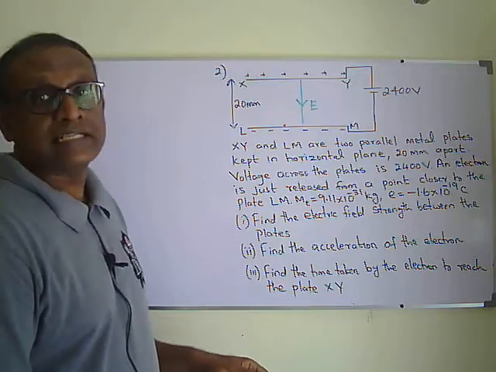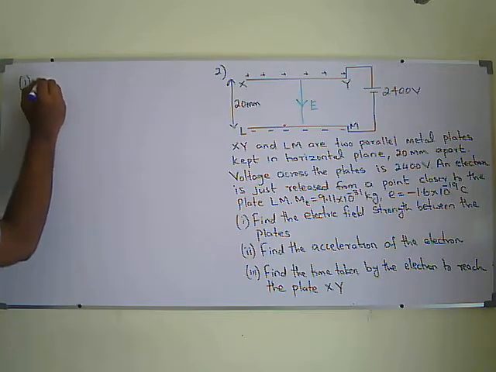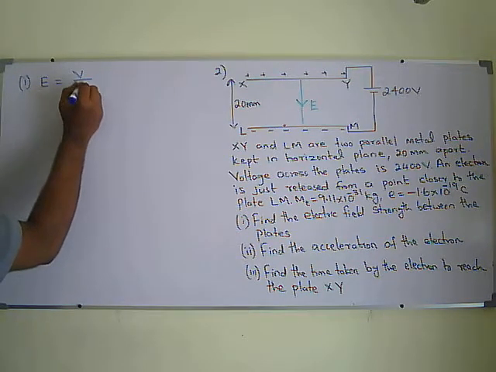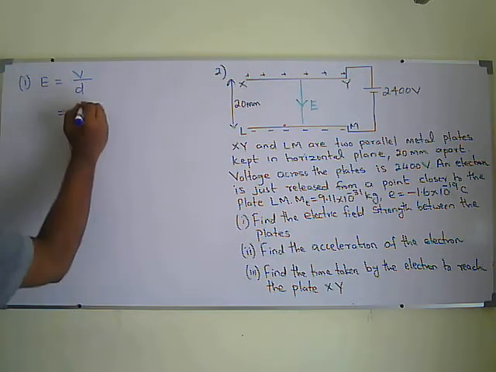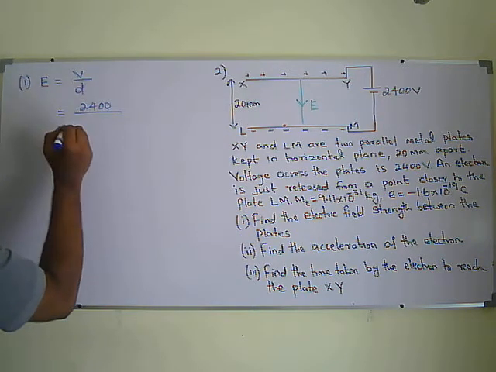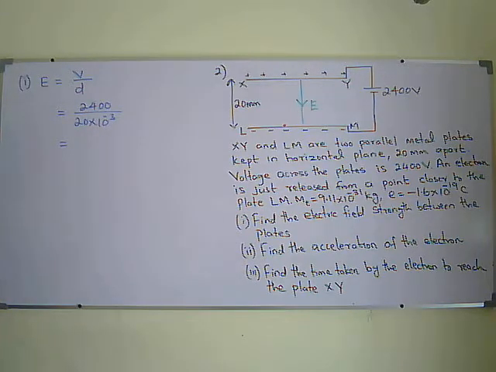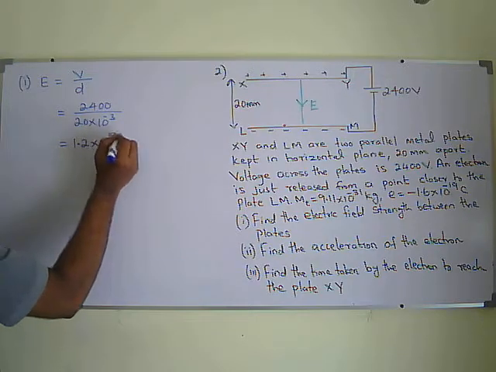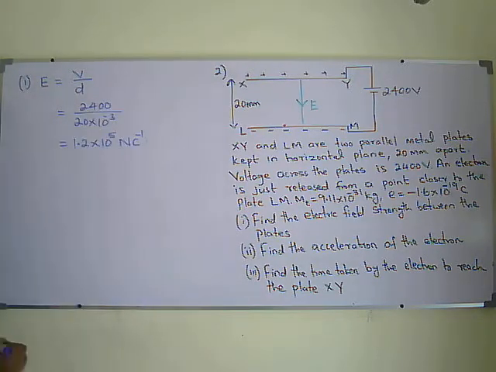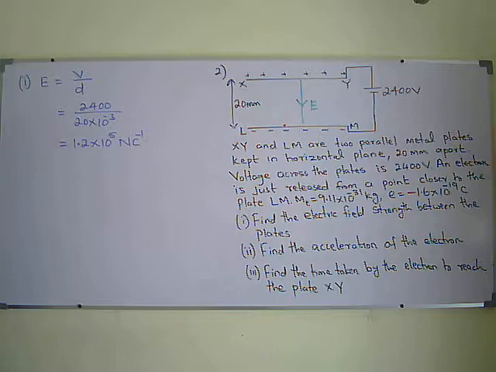Okay, so to find the electric field strength in the region between the plates, we know that E equals V over d. Electric field strength is given by V over d. We know the potential difference, that is 2400 volt, and the distance is 20 millimeters, so 20 × 10^-3 m. Solve it. You will get the electric field strength. That will be 1.2 × 10^5 Newton per Coulomb. Okay, that's the electric field strength in the region between the parallel plates.